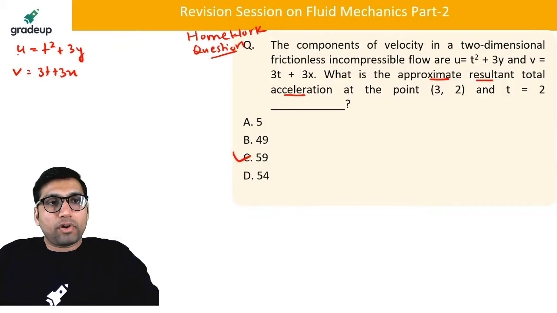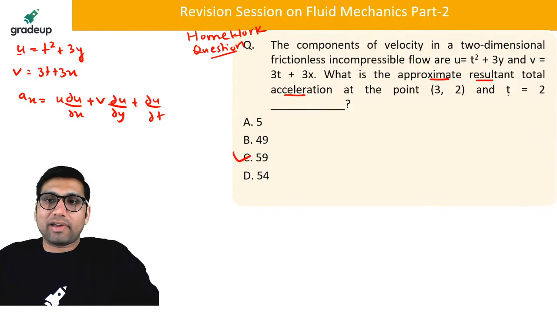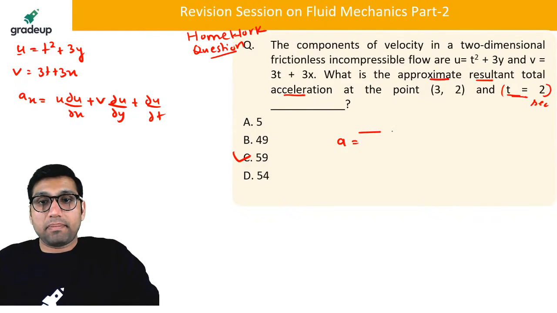Because the components of velocity are given in x and y coordinates, you have to find the acceleration in the x direction, that will be u times del u by del x plus v times del u by del y plus del u by del t, because they are also giving the value of time. You have to find the value of acceleration at time equal to 2 seconds. So you have to find the total resultant acceleration. Total acceleration will be the root of acceleration in the x direction squared plus acceleration in the y direction squared.